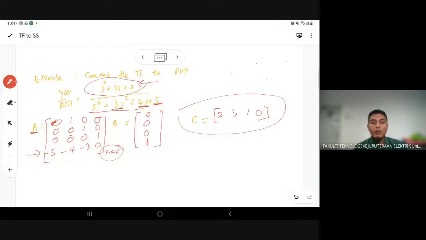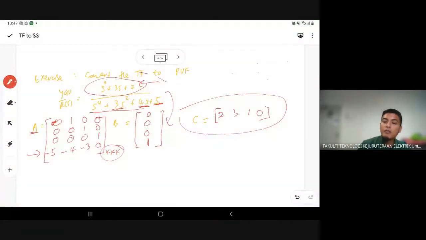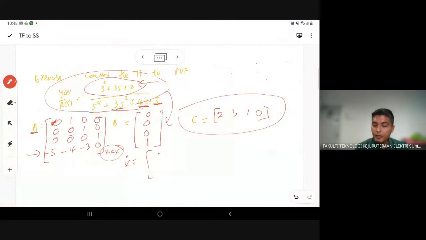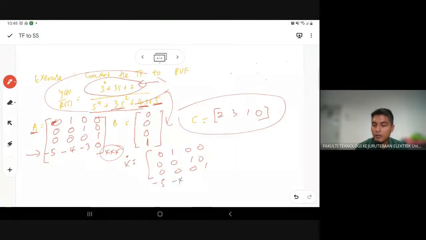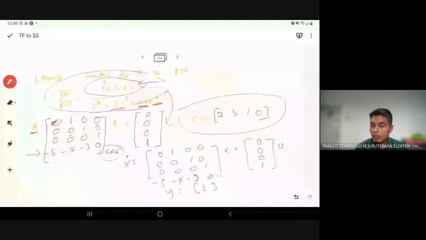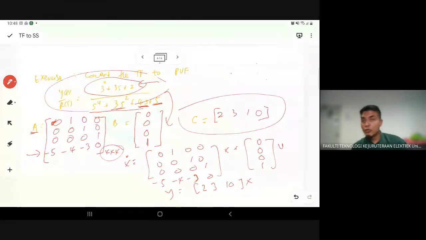So finally, to convert the transfer function to the phase variable form for this fourth order system, the answer is A equals 0, 1, 0, 0, 0, 0, 1, 0, 0, 0, 0, 1, negative 4 and so on, X plus B equals 0, 0, 0, 1 U, Y equals 2, 3, 1, 0 X. So that's why it's really important you pay attention or do it with me.